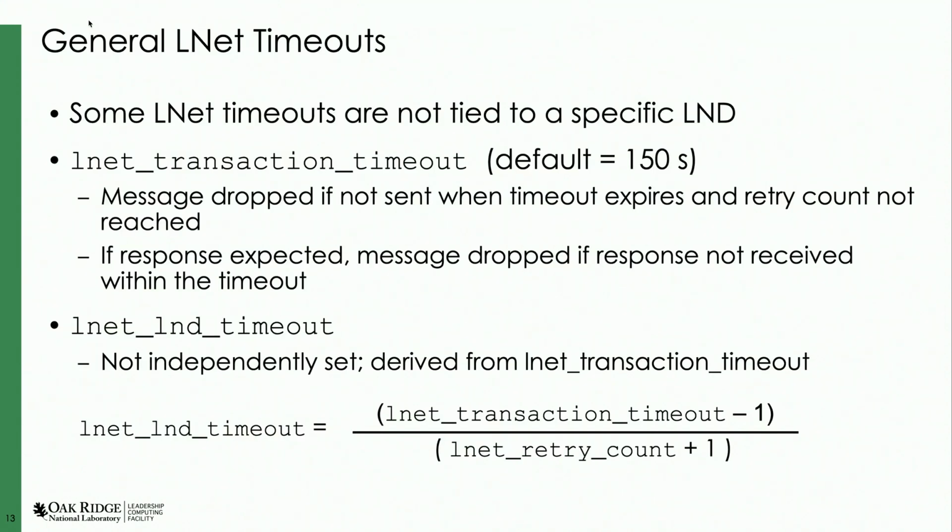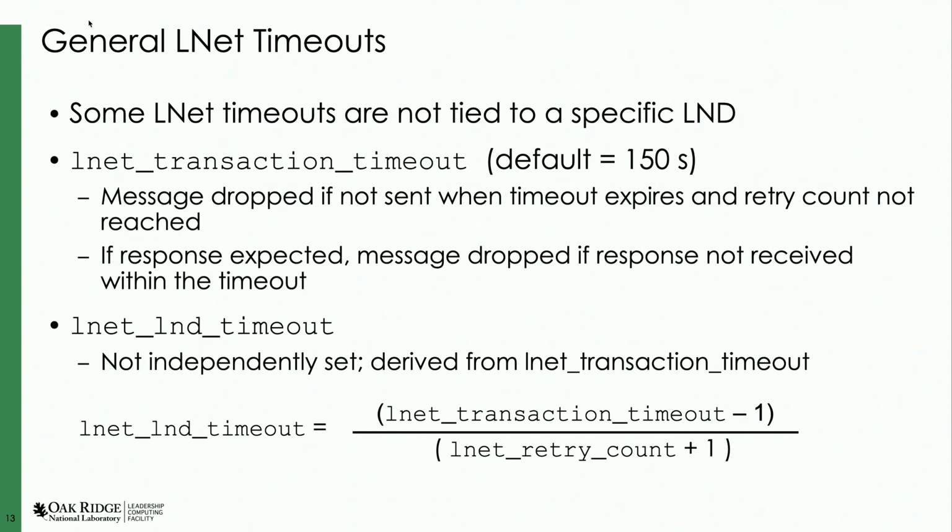Now there's the general LNet layer itself, the part that's not LND specific, that isn't changed based on the fabric you're running. It's just the generic LNet infrastructure code layer. Here there's only really a couple of timeout values. If you look at this code, you'll see that there's an LNet transaction timeout, which defaults to 150 seconds.